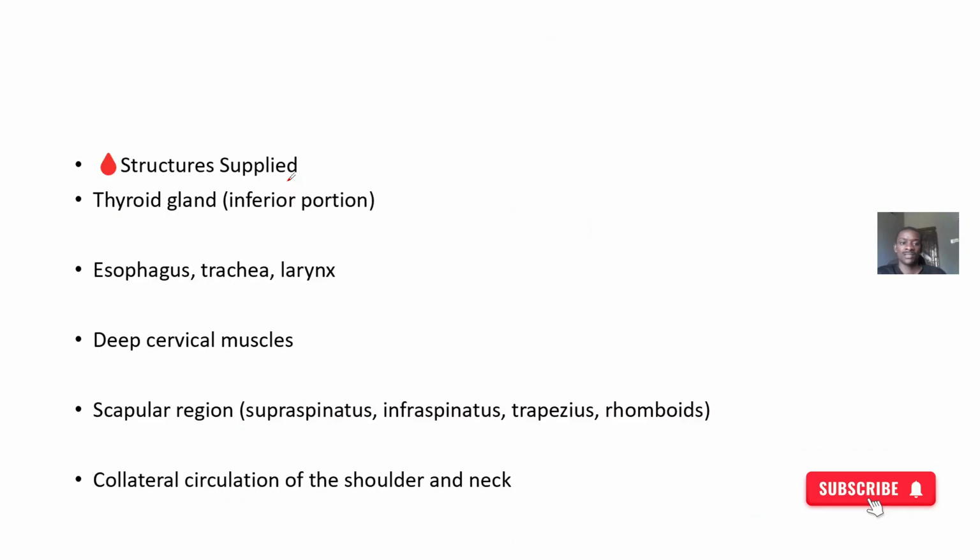So basically they supply the thyroid gland, the esophagus, the trachea, and the larynx. They are very important to your gastrointestinal tract. They supply the deep cervical muscles. They supply the supraspinatus, the infraspinatus, the trapezius muscle, the rhomboid muscles. Also, collateral supply or collateral circulation of the neck, your shoulder and neck.